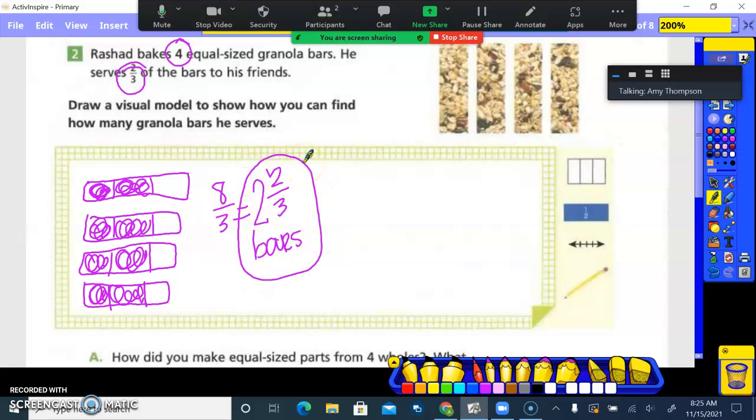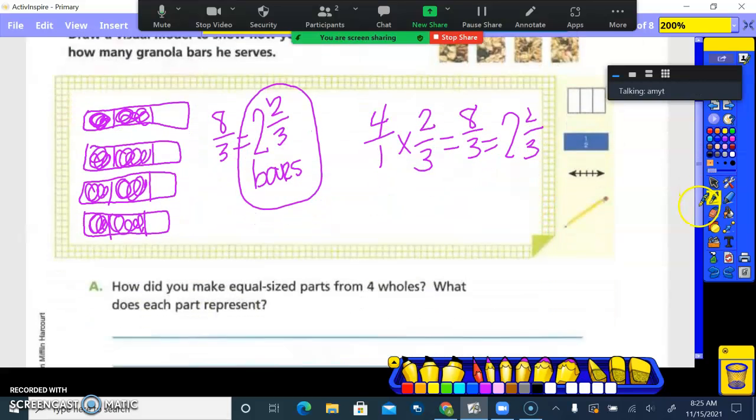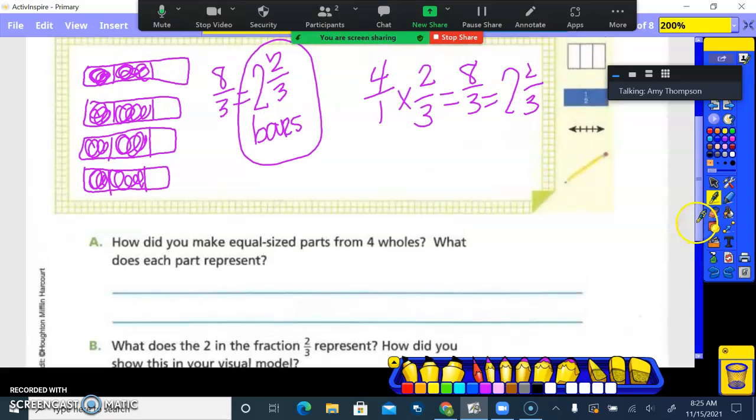Okay, now if I was going to do that as a multiplication problem, what would I do? 2/3. Can I simplify before I start? No, diagonally, can I? No. Okay, so it would become 8/3, which then would become our 2 and 2/3, correct? Okay, so how did you make equal size parts from 4 wholes?